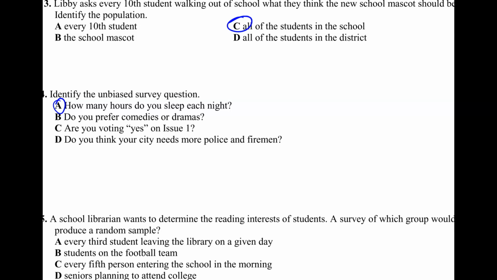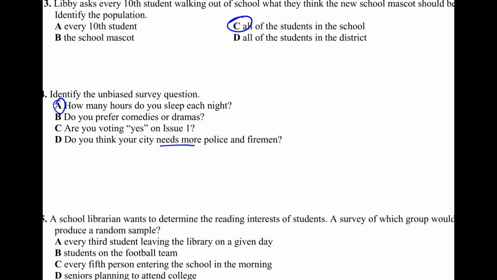Okay. Do you think your city needs more police and firemen? Yeah, this is a leading question because you're saying, don't you agree we need more? You're leading them to answer yes. Don't you think that we should limit blah blah blah? Because if someone comes up to me and they lead the question that way, I don't really have an option in the way I answer.